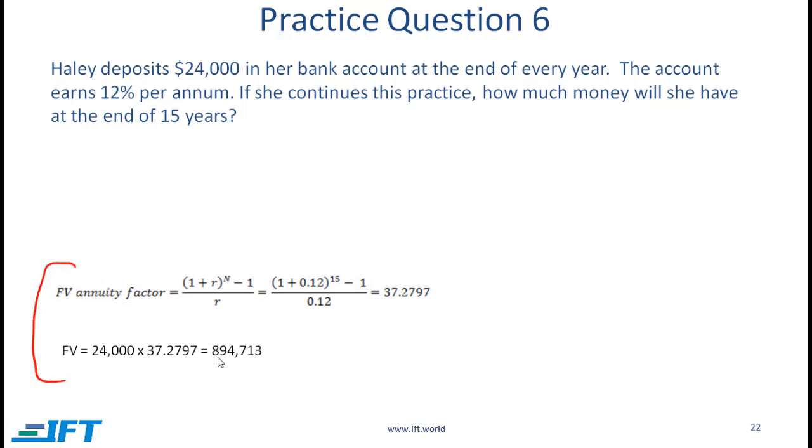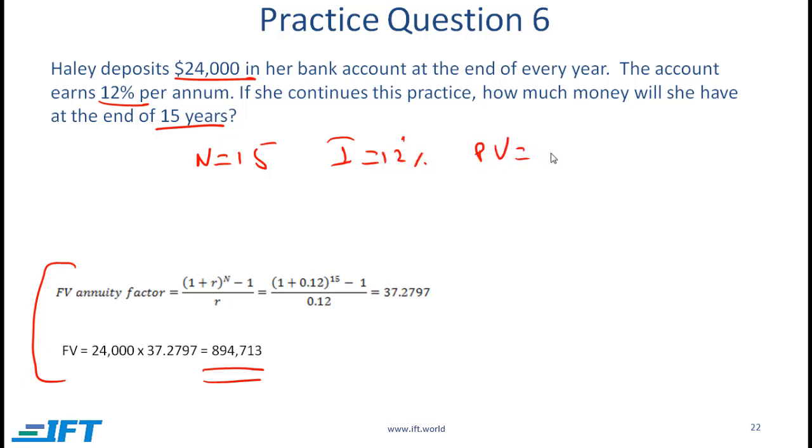So either you can use the formula and get this answer, or what you can also do, and the recommended method, is to use the calculator. So let's look at what we will plug in the calculator. Notice that she is depositing 24,000 a year for 15 years. So n is equal to 15. We are told that the interest rate is 12%. So I is equal to 12%.